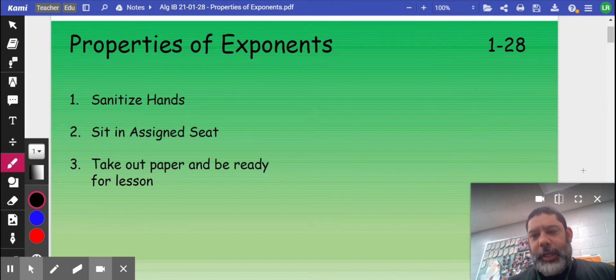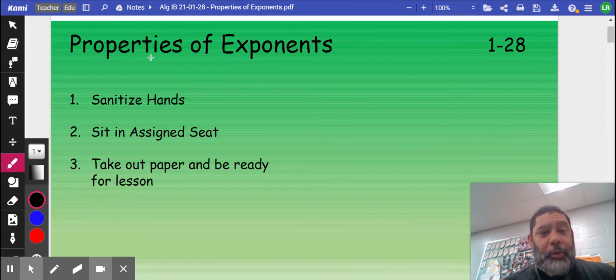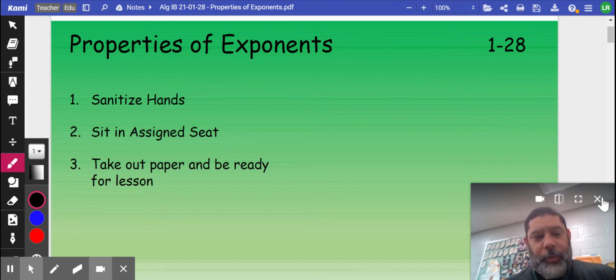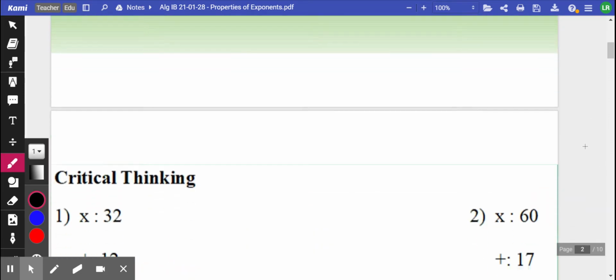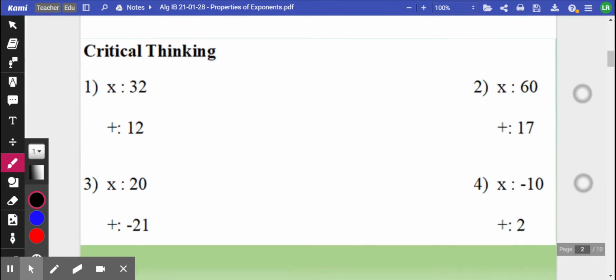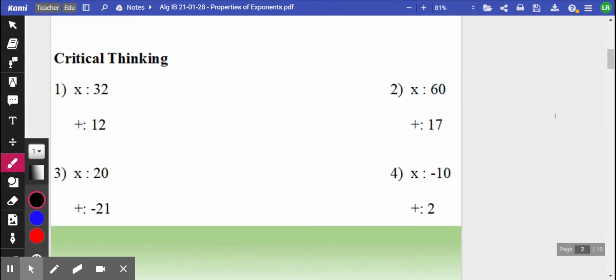We're going to be going over properties of exponents today, but before we do that, we're going to do some critical thinking problems. Remember, these are the multiplies to be something, adds to be something. Go ahead and pause the video, and I want you to try to get all four of these. Multiplies to be something, adds to be something.